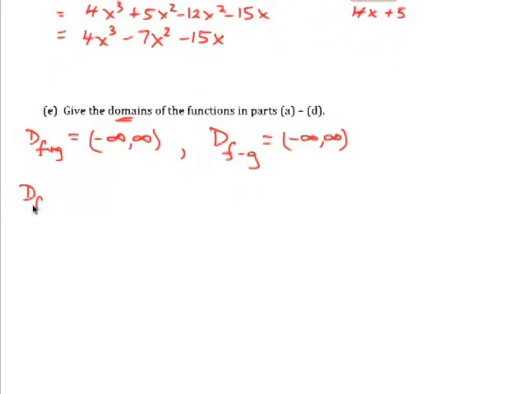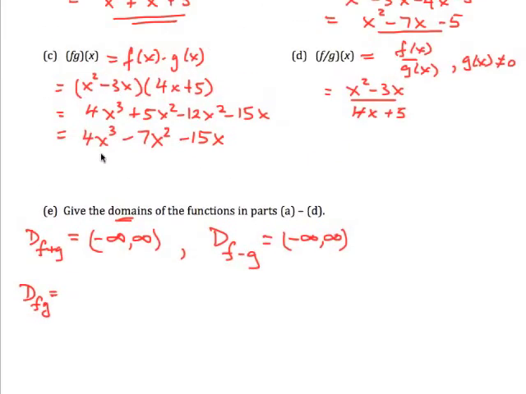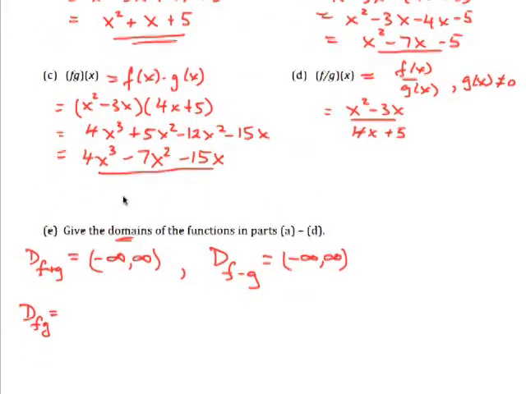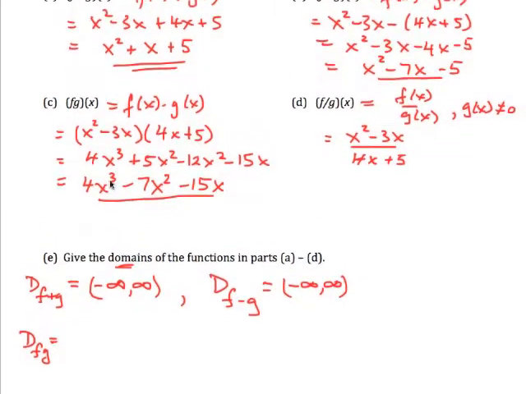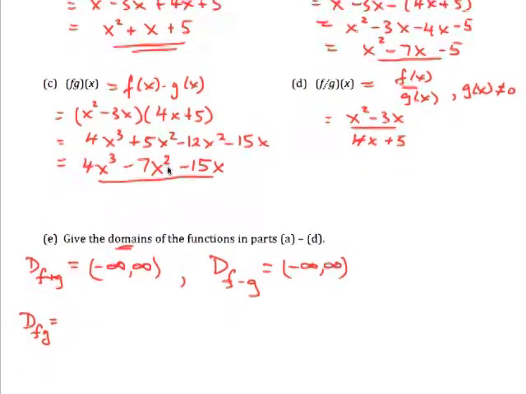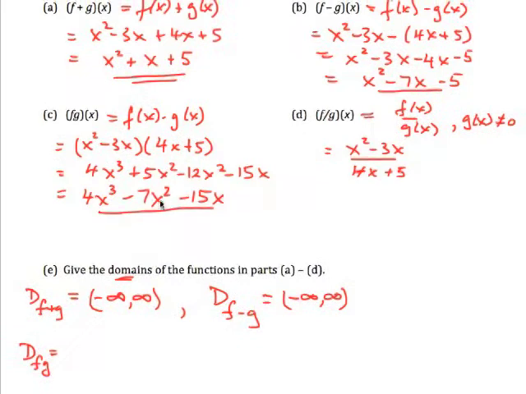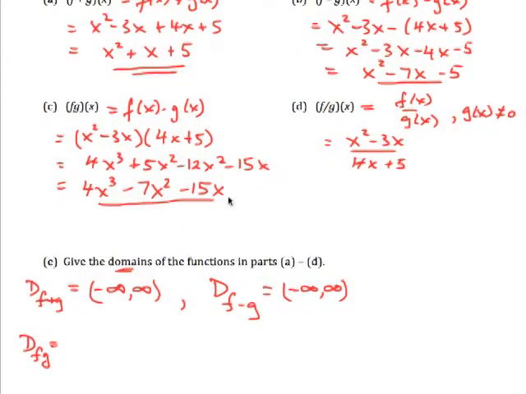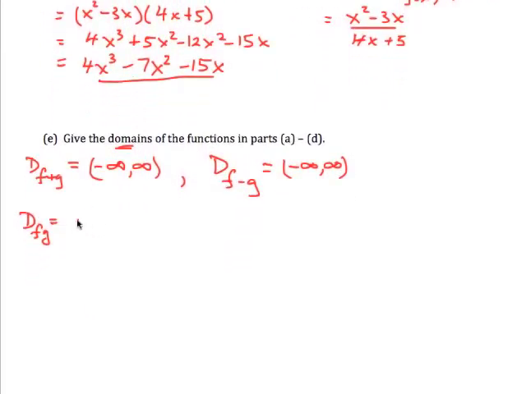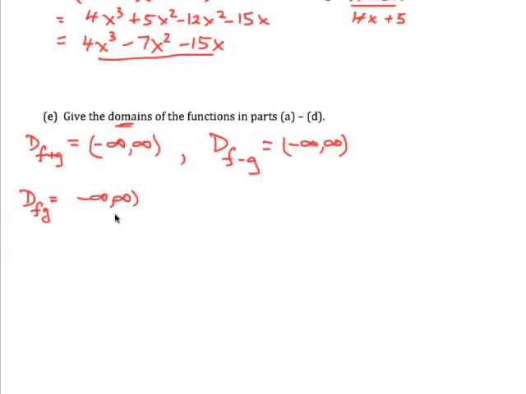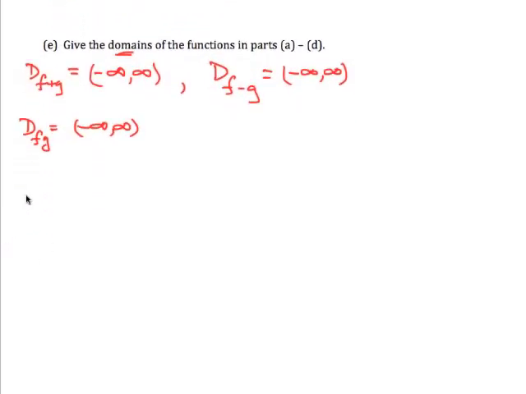If I now look at the product, we have a cubic polynomial, and we can cube any real number and multiply it by 4. We can subtract 7 times the square of any real number, and we can subtract 15 times any real number. So we don't have any restriction there, so that's certainly true as well.